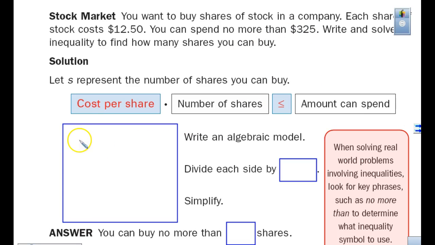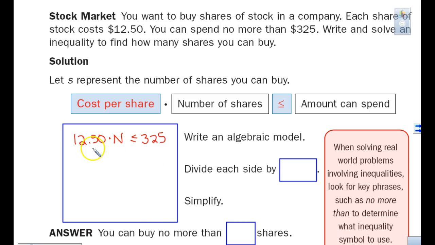So how does it look algebraically? This is when you write it out. How much did our share cost? The stock? $12.50. That is a cheap stock. It is a pretty cheap stock, but you never know. It could start cheap and go up. We're going to use X or let's use N instead. S looks too much like a 5, right? And it has to be less or equal to 325.